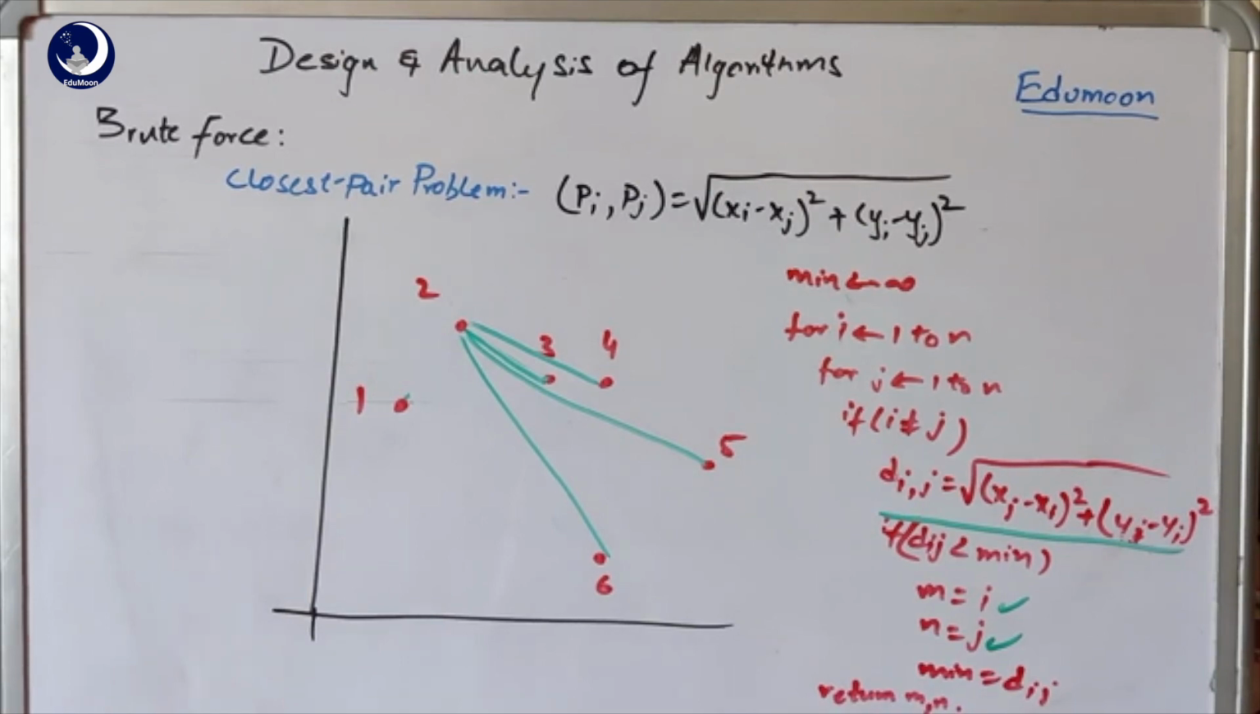So this is how the brute force technique solves the closest pair problem. It simply computes the distance between all pairs of points and returns the least value.